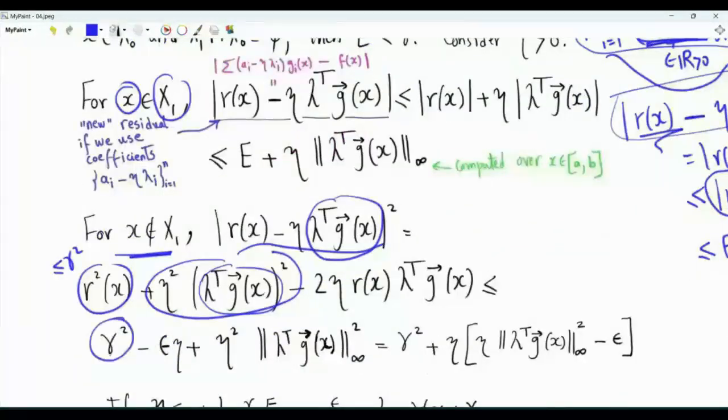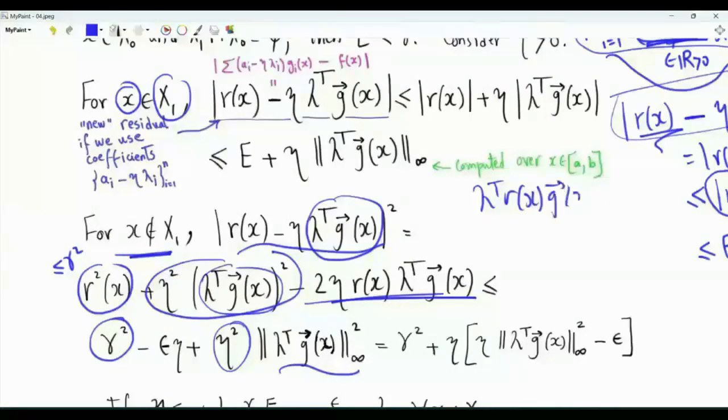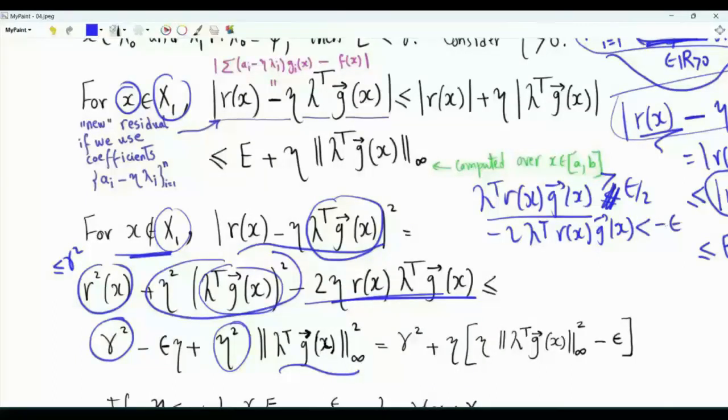This term here is upper bounded by eta squared, the L infinity norm squared of lambda transpose g arrow of x. So this is upper bounded by gamma squared, eta squared, the L infinity norm squared, and then we have this term here. We have defined the set X1 such that lambda transpose R of x g arrow of x is less than or equal to epsilon over 2. If a small x is not in X1, we replace this by greater than. If we multiply by minus 2, then we have minus 2 lambda transpose R of x g arrow of x strictly less than minus epsilon. Eta is positive, we can multiply both sides by eta. This term here can be upper bounded by minus eta epsilon.